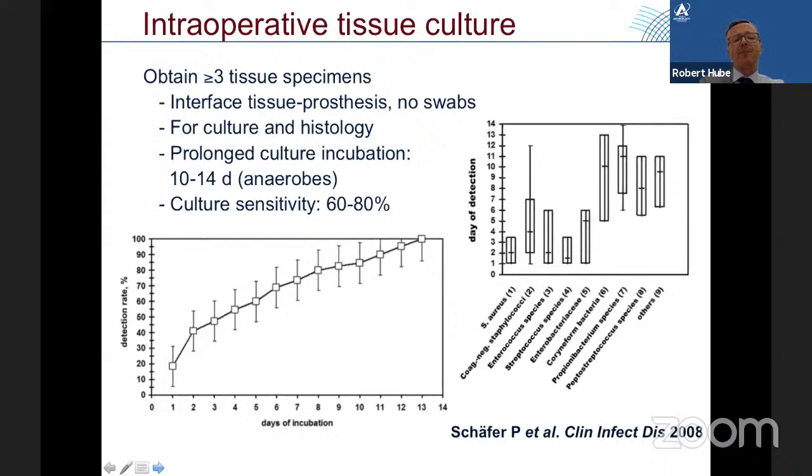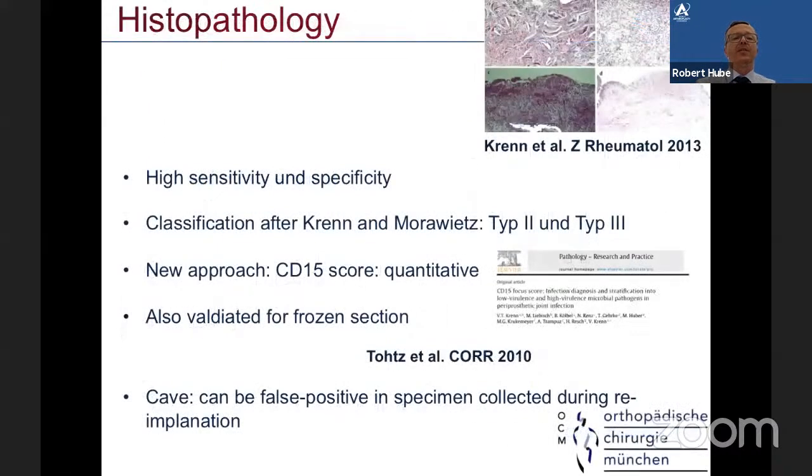Get representative tissues under direct visualization, from all the periprosthetic membranes and the joint, for culture and histology, and prolonged culture incubation of 14 days to get all the anaerobes like Propionibacterium and so on, because if you just incubate them for 3 days, you will miss more than 80% of these low-grade infections. So incubate them for 14 days, and that should be the standard by now. And then you get a higher sensitivity than with the aspiration.